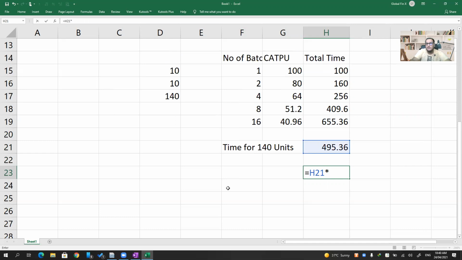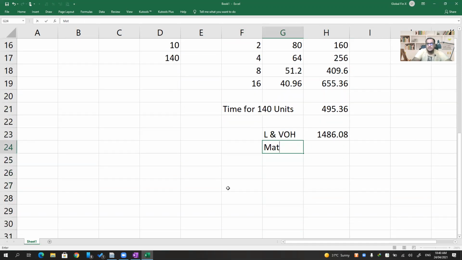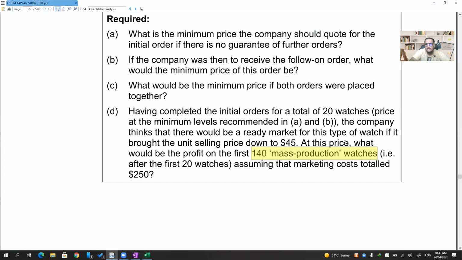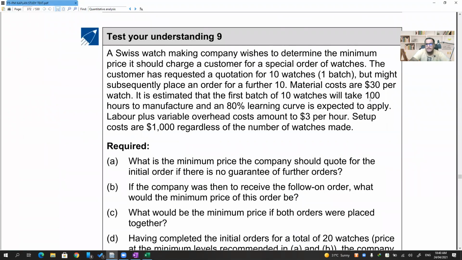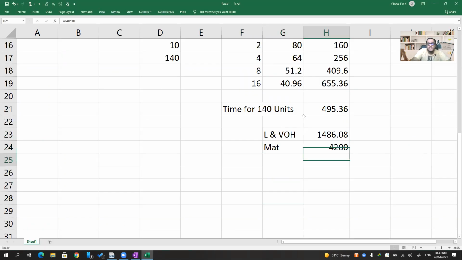So each hour is going to take $3. So total labor and overheads cost is 1486. Okay. Then material cost is 140 units into $30 each. Correct? $30 only material cost. Yeah, $30 material cost, and the variable overheads is $3 per hour. Okay. And this cost I am already recovering from the first two batches, so I'm going to ignore that. So total is 5686.